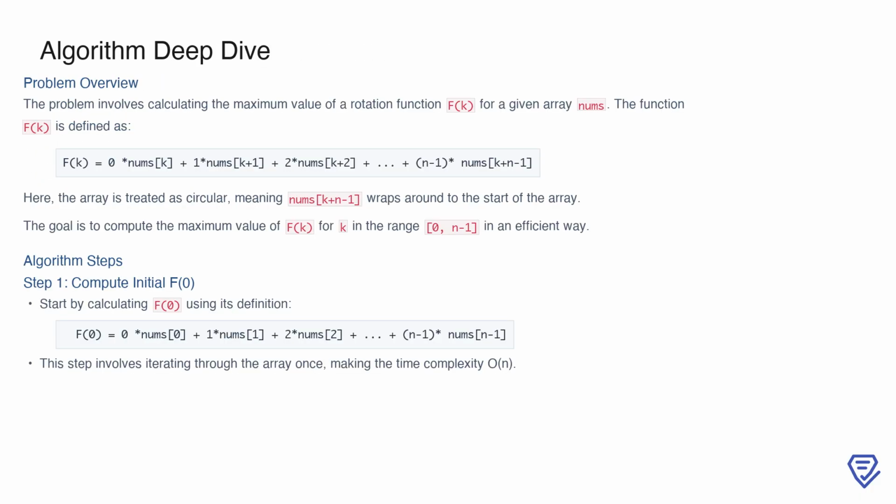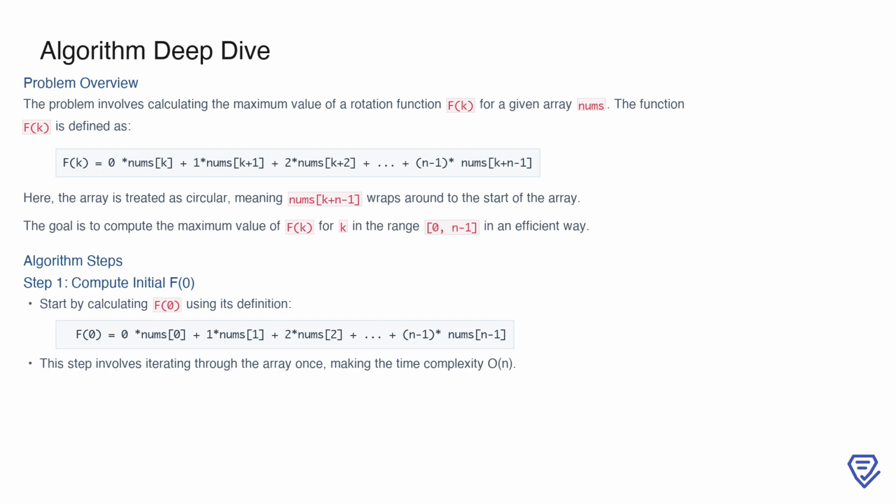In this problem, our goal is to calculate the maximum value of a function f(k) for a given array nums, where k represents a rotation of the array. The function f(k) is defined as a weighted sum of the elements of the rotated array, with weights ranging from 0 to n-1. The array is treated as circular, meaning that when the indices go beyond the array length, they wrap around to the beginning. To solve this problem efficiently, we need to leverage the properties of the array and the function definition.